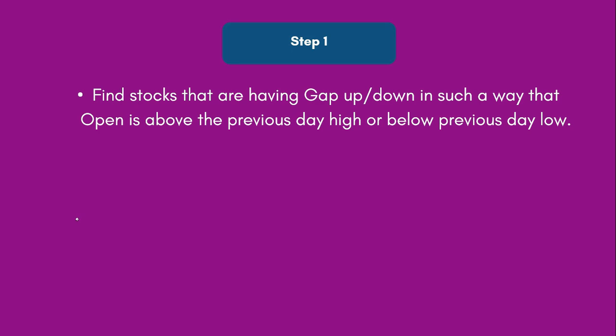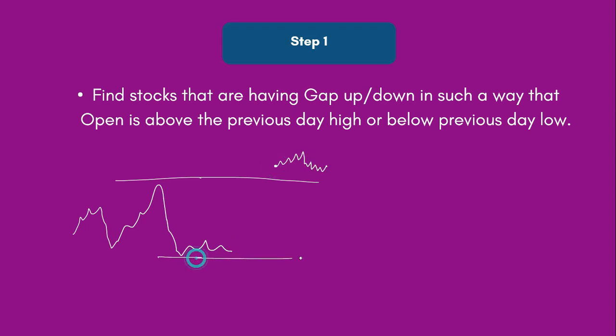Let me explain this. Assume that today the market has moved something like this. It has created a high and a lowest point. Next day when the market opens, I want the stock to either go above this and open here and go up or down, doesn't matter, or open below the lowest point and go up or down, doesn't matter. So the idea is that today's open should be either above the previous day's high or below the previous day low.